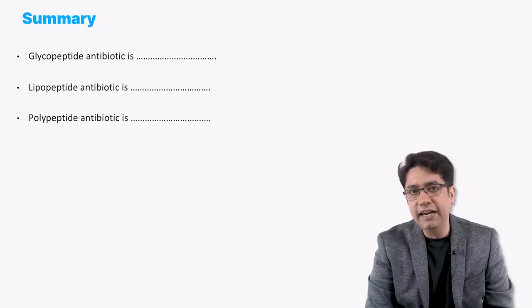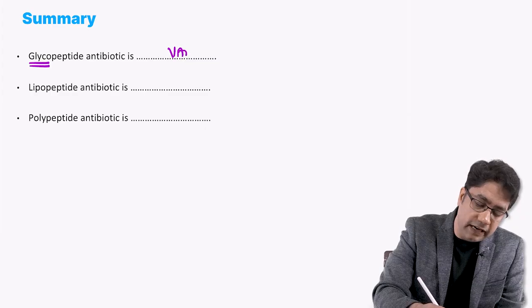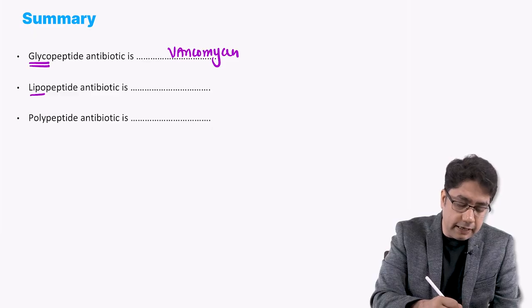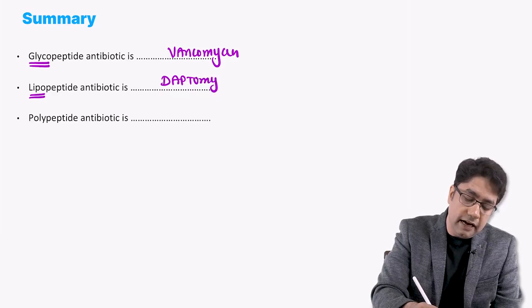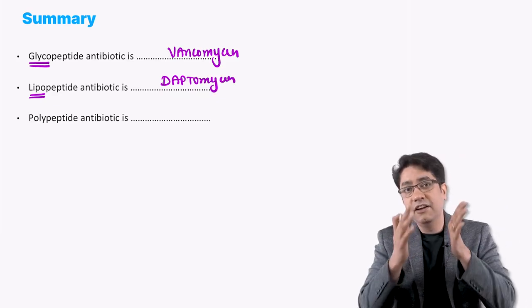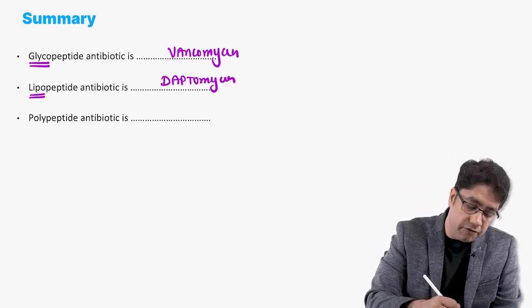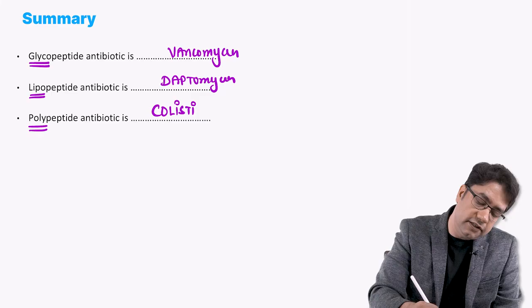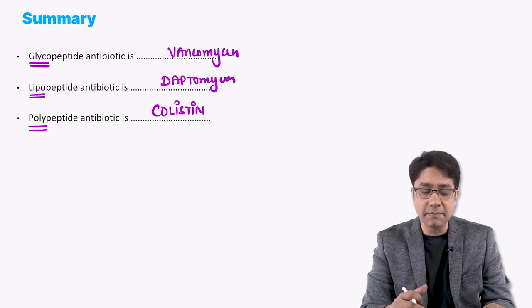Now, which antibiotic is a glycopeptide? Glycopeptide is vancomycin. Which antibiotic is a lipopeptide? Lipopeptide is daptomycin. And this daptomycin is given in vancomycin resistant cases, VRSA, VRE. Which antibiotic is a polypeptide? Polypeptide is colistin, also known as polymyxin E. So this is the summary.